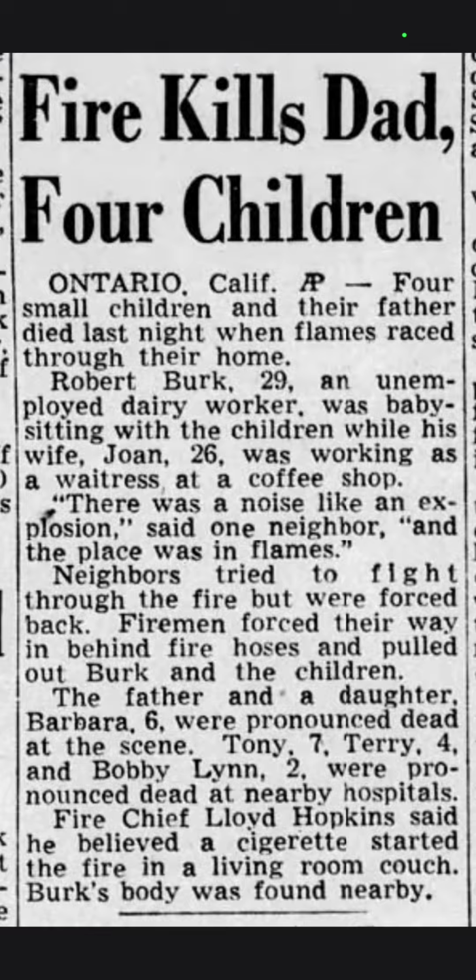Tony, Terry, and Bobby Lynn, also known as Robert Lynn, were pronounced dead at nearby hospitals. Fire Chief Lloyd Hopkins said he believed a cigarette started the fire in a living room couch. Burke's body was found nearby.